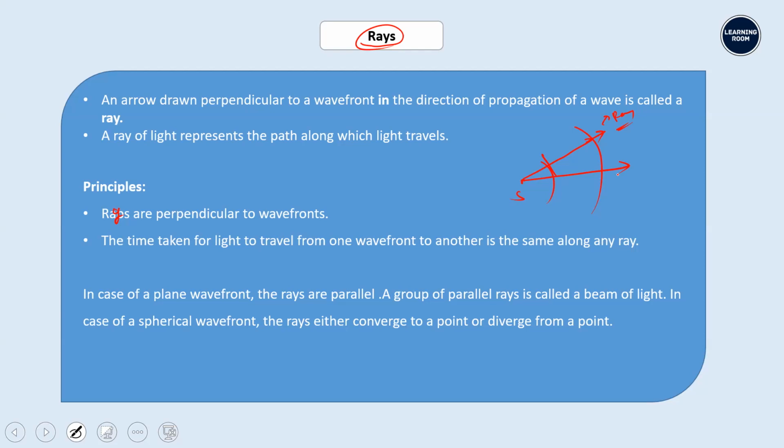So, read the second point, the time taken for light. That is why they didn't mention anything about distance. The time taken for light to travel from one wavefront to another along any ray is going to be the same. It is a very, very important point. Make a note. There are often questions asked based on this. Clear?